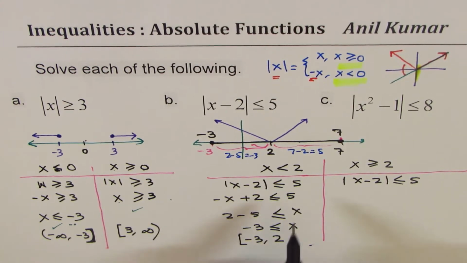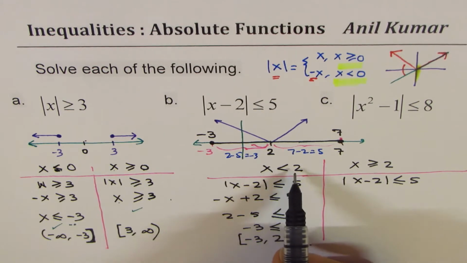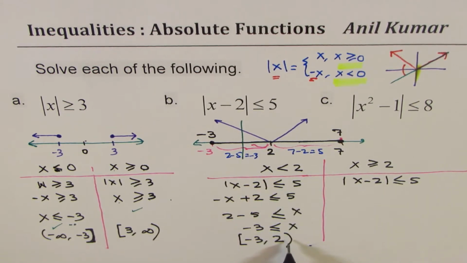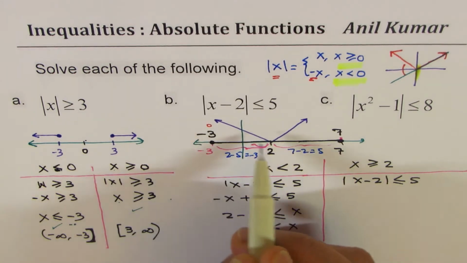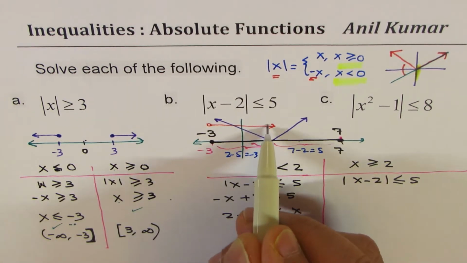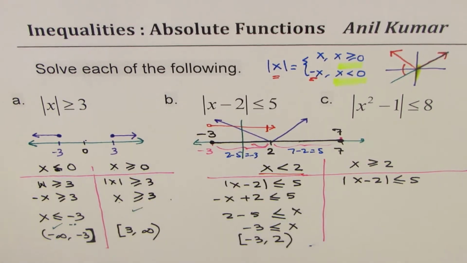Now since we are working in that interval, we could write this solution as from minus 3 to 2. Do you see that? And we're not including 2 here. Do you see that interval? Less than 2. So we could go maximum up to 2. Correct? That is to say that we're trying to go from here to this side, but we could go only till 2 since we have a limit here. Correct? So that is the left side solution.